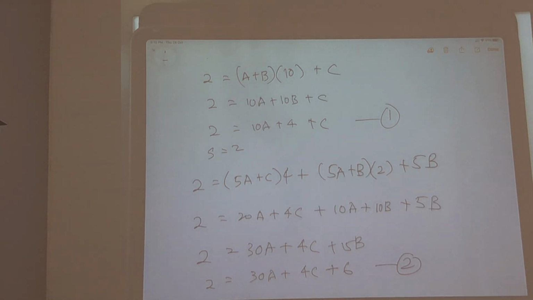Korean, what's the problem? This one wrong. How to get this up?